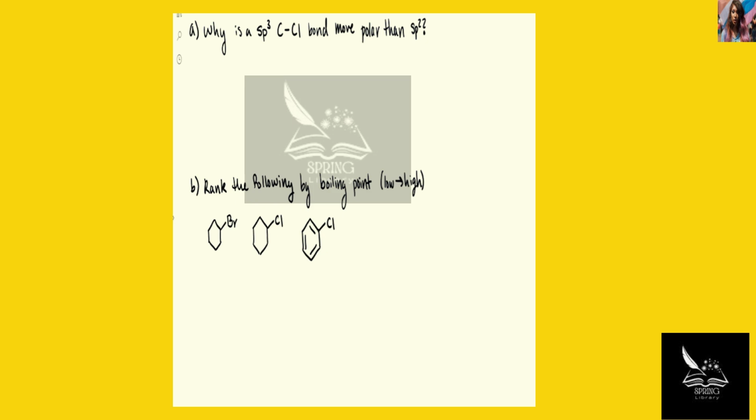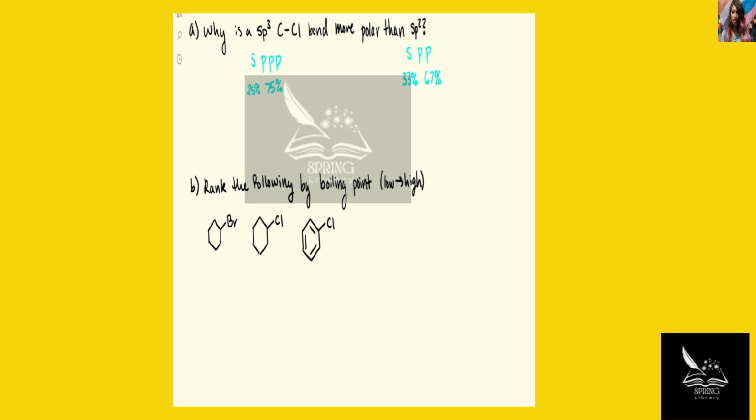An sp3 hybrid orbital means that it's 1 part S and 3 parts P. An sp2 orbital would be 1 part S and 2 parts P. So we see 75% P character, 25% S character, whereas in sp2 you'd have 33% S character and 67% P character.